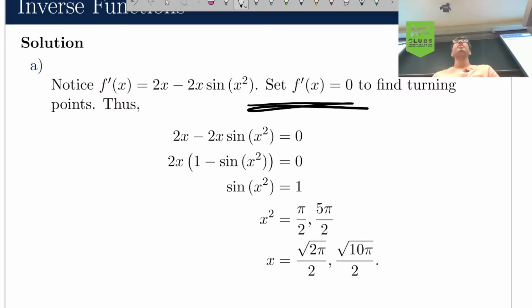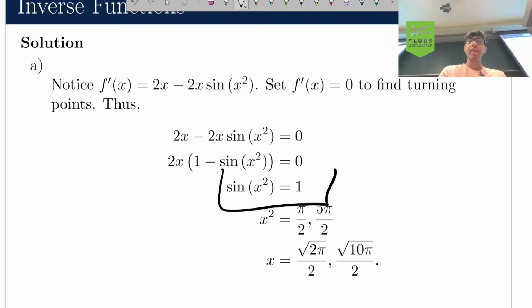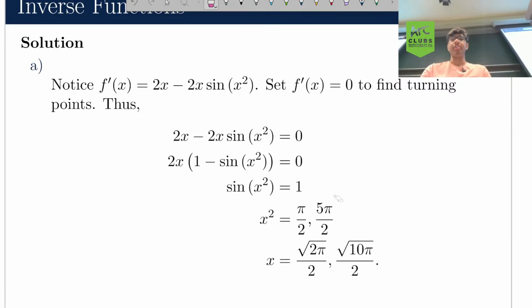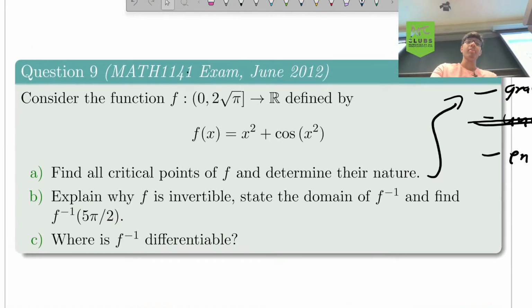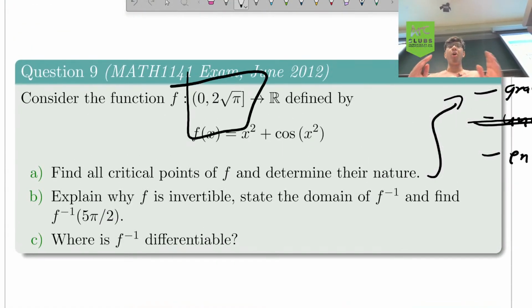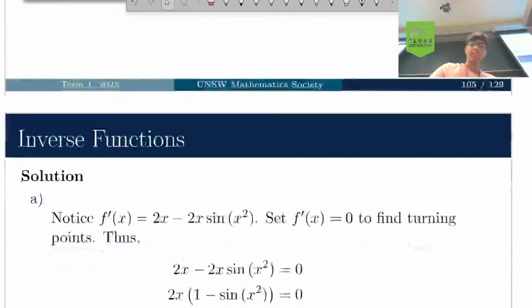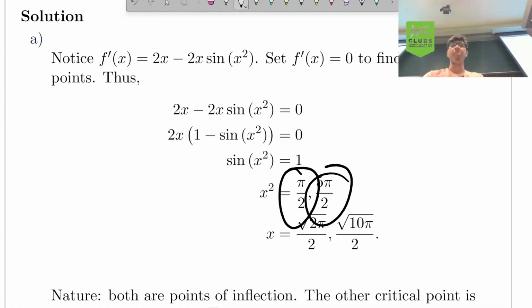Setting f'(x) equal to 0 finds turning points. So I have this function equals 0, and this is my derivative. I rearrange, and I can just solve this. Sine x squared equals 1, and these are just finding solutions for x squared. Remember, this is my domain, so I'm only finding x solutions within this domain. And for this, you'll see you get pi on 2 and 5 pi on 2.